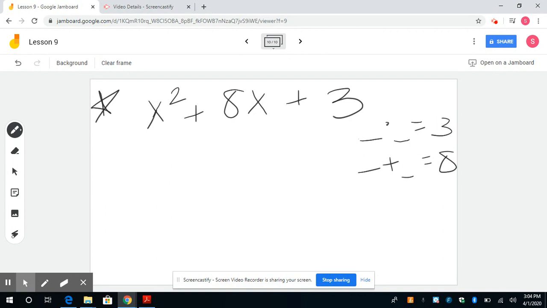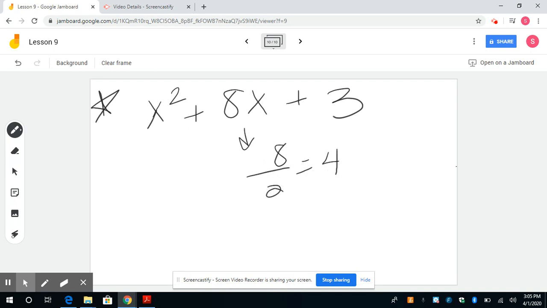What two numbers multiply to 3? Just 3 and 1. Does 3 and 1 work to equal 8? No. So we know that it's not a perfect square trinomial. Also, if we halved 8, we get 4, and 4 squared is 16. So this number should be 16, but it's not.